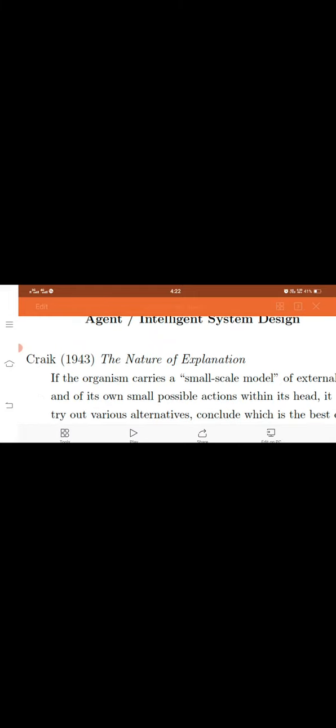The intelligent system design: agent and intelligent system, 1943. The natural explanation is this one. A small-scale model holds old information and actions within its head, tries various alternatives, and concludes the best reaction to future situations before they arise. It is faster in dealing with the present and future, and reacts in a much fuller, safer and more competent way. It is an argument for representation.